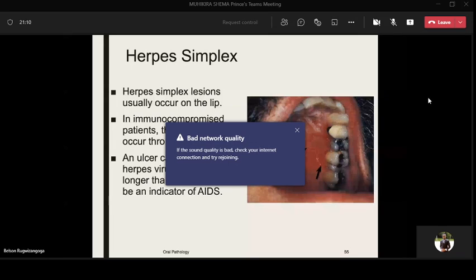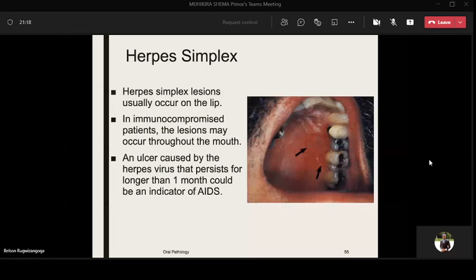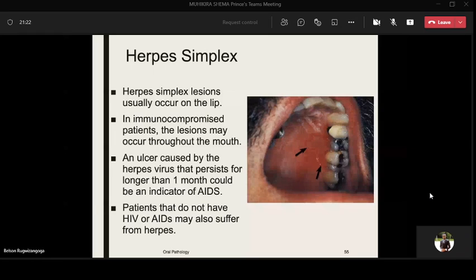So an ulcer caused by the herpes virus that persists for longer than 1 month could be an indicator of AIDS. So then you understand that when you have a patient with such a condition, you should test for HIV. If he's HIV positive, then you confirm that he or she is entering into the AIDS stage.